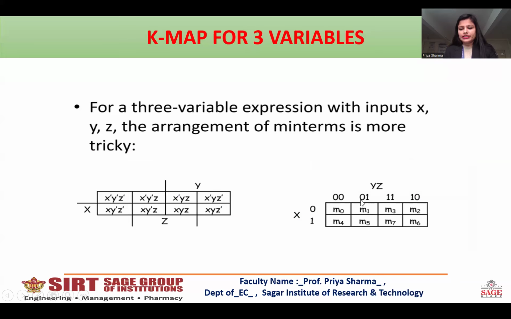From 0 0, it is 0 1. So this digit is changed. From 0 1 to 1 1, only this digit is changed. From 1 1 to 1 0, only this digit is changed. It follows this rule, so please make sure that you make the K-map grid accordingly. So the values will be M0, M1, M3, M2 over here and M4, M5, M7, M6 over here.